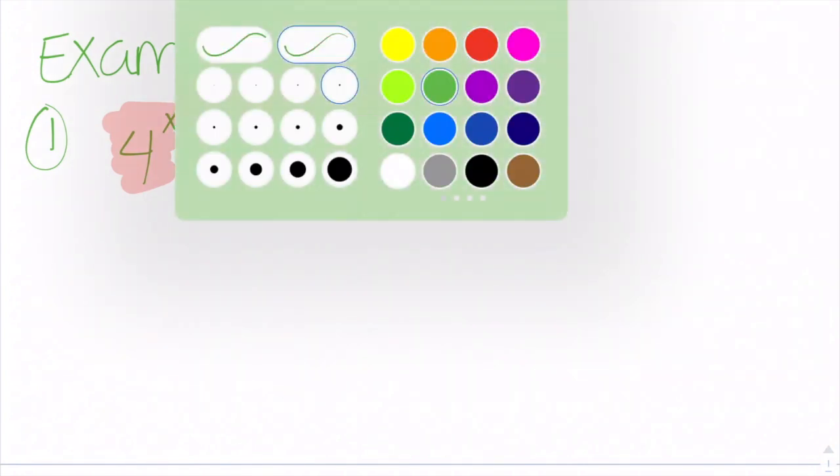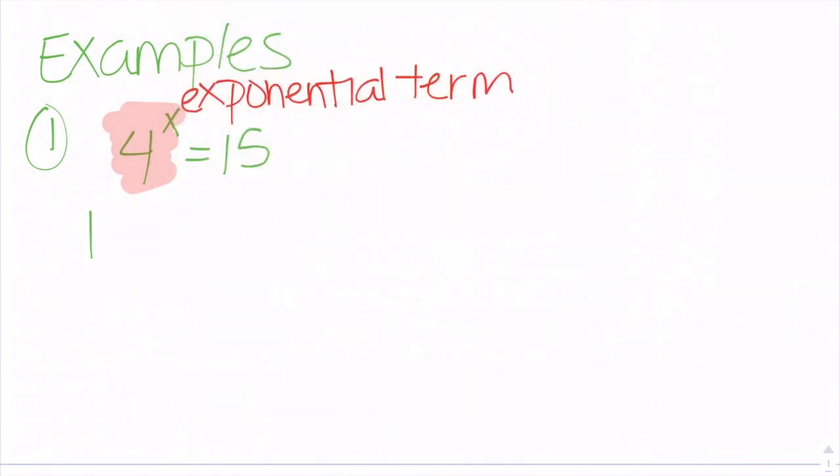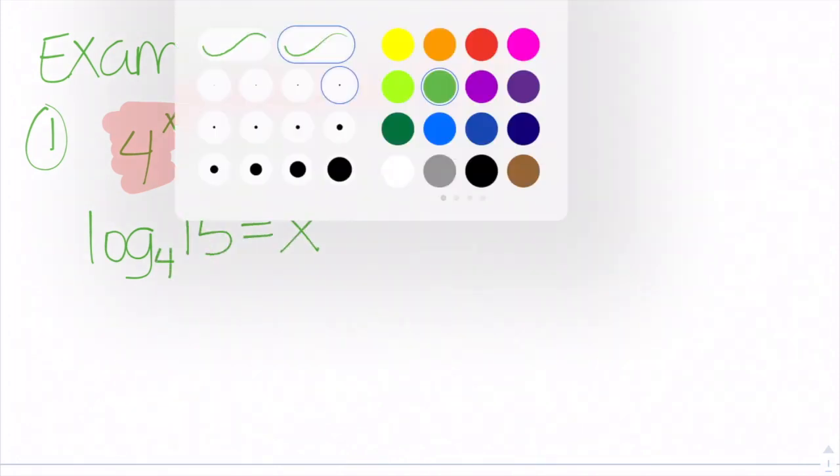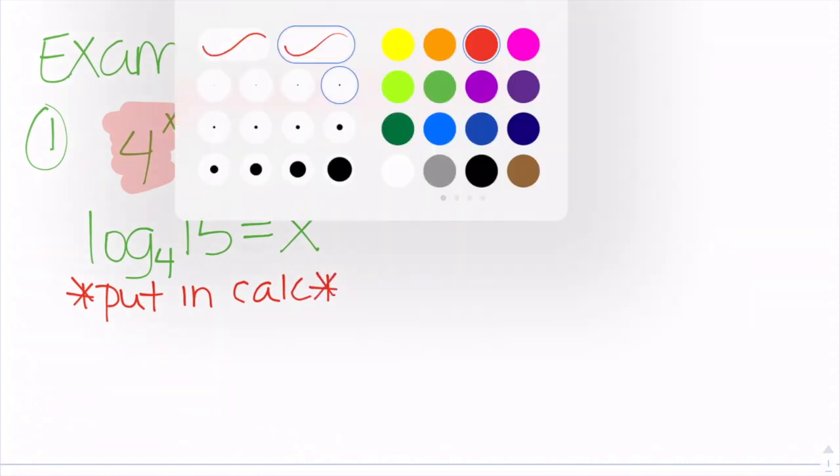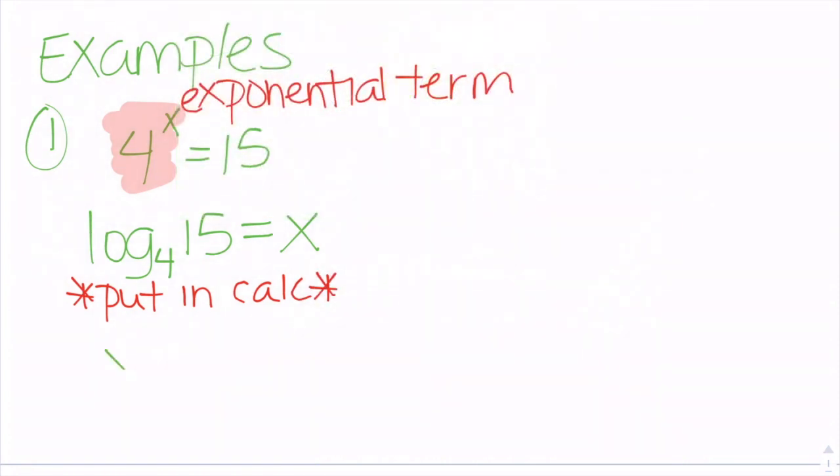So if we convert this to logarithmic form, it's going to be log base 4 of 15 equals x. And then you're going to take that and you're going to put this in your calculator. And when you put this into your calculator, you get that x is equal to approximately 1.953. And this is your final answer.